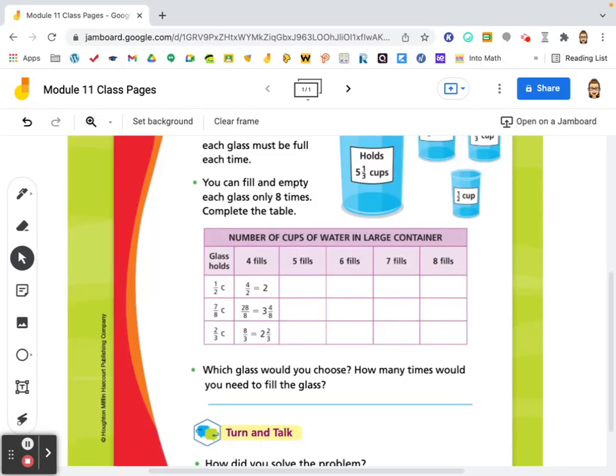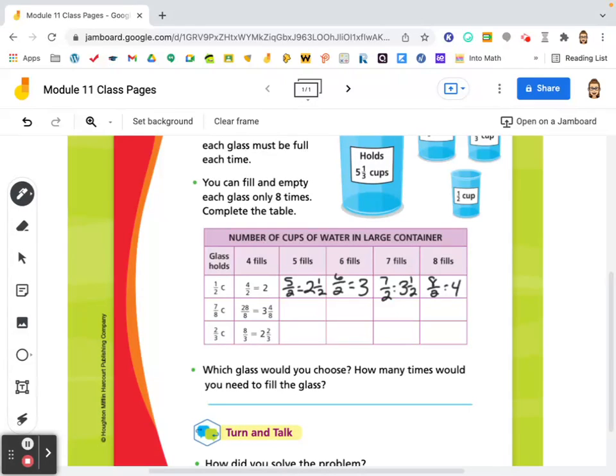So, they already have it started, so if we have a half cup, if we do it 4 times, it'd be 4 over 2 equals 2. If we did it 5 times, we'd have 5 over 2, which would equal 2 and 1/2, because 2 goes in 5 2 times with 1 left over. 6 over 2 would equal 3. 7 over 2 would equal 3 and 1/2. And 8 over 2 will equal 4.